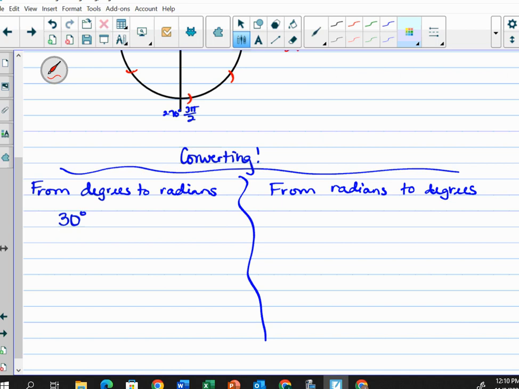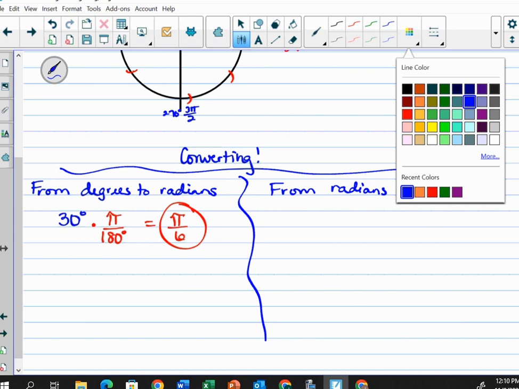So if I'm going from degrees to radians, I want to end up with radians. So the radians is in the numerator. The degrees is in the denominator. And I just multiply. Reduce. What is 30 over 180? That's like 3 over 18. 1/6. So this is pi over 6. That's awesome. Let's try another one. Does that make sense what we're doing there, guys?